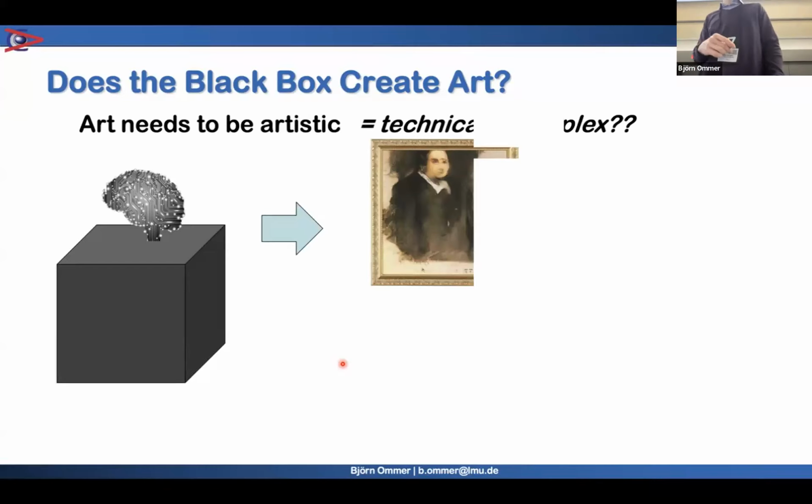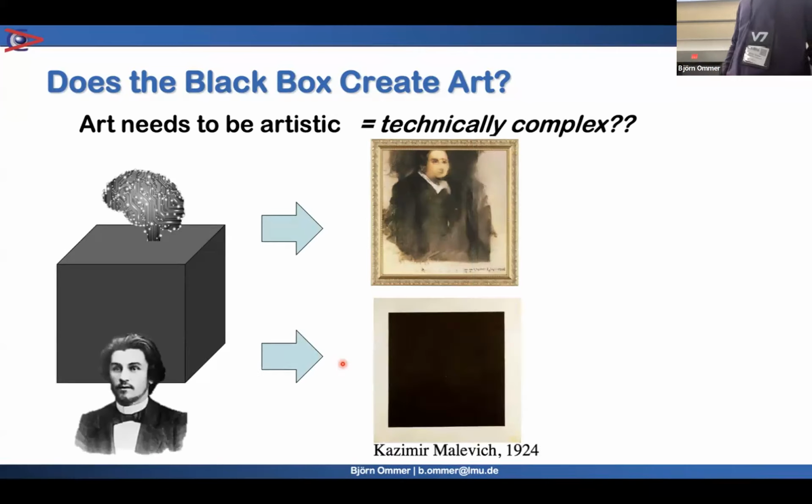And I just use three different things that we would attach to art. First, art needs to be artistic. Does that mean it needs to be technically complex? Is, in that case, this rendered image where you just see part here, is this out of the window? Well, there's the iconic black square by Malevich, which is considered art. Very precious art to many of us. And so technical complexity cannot be it.